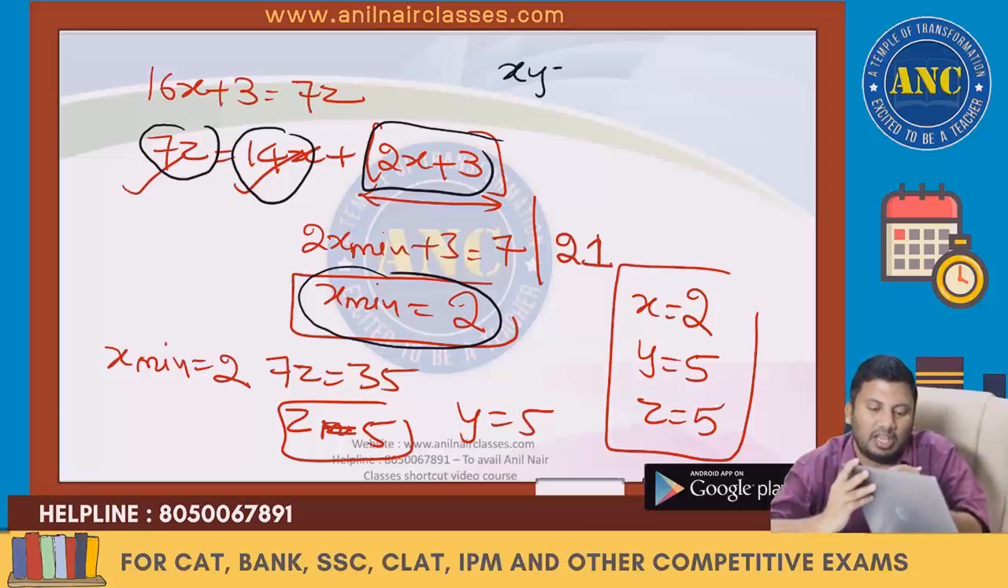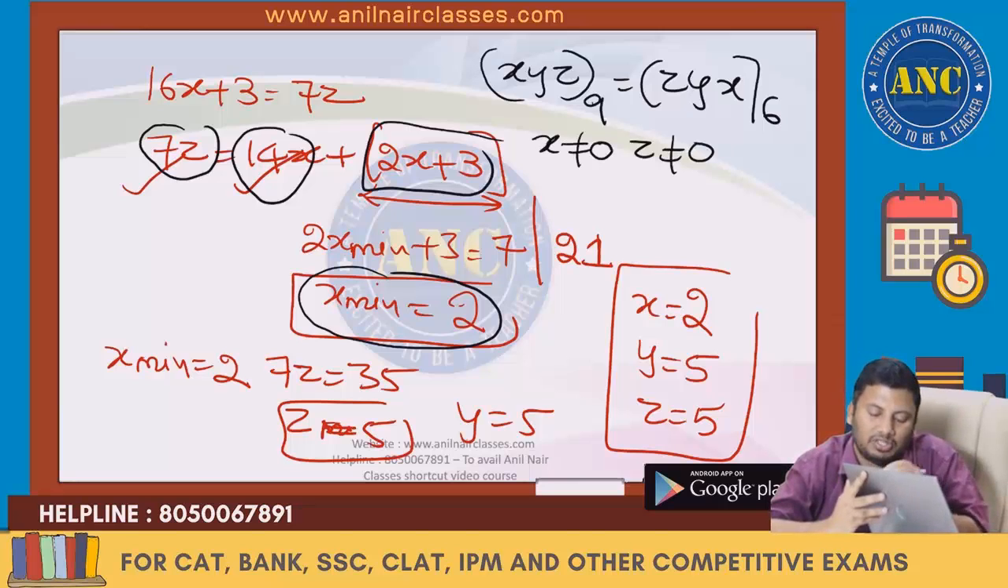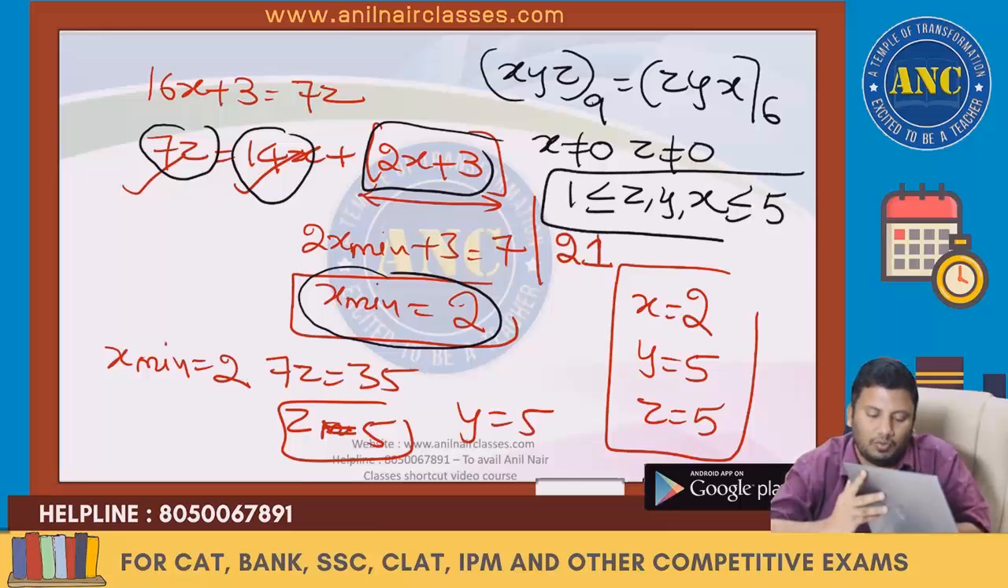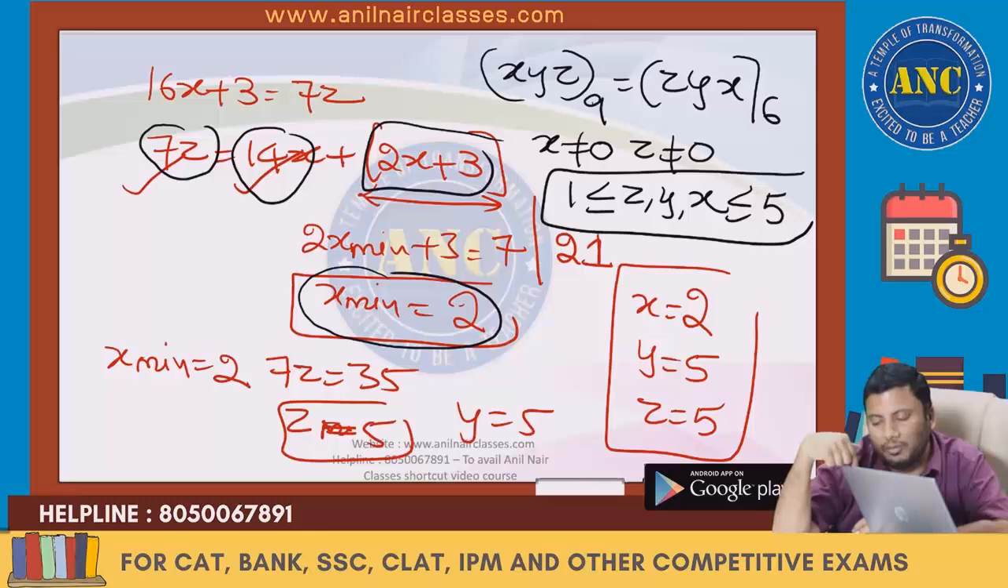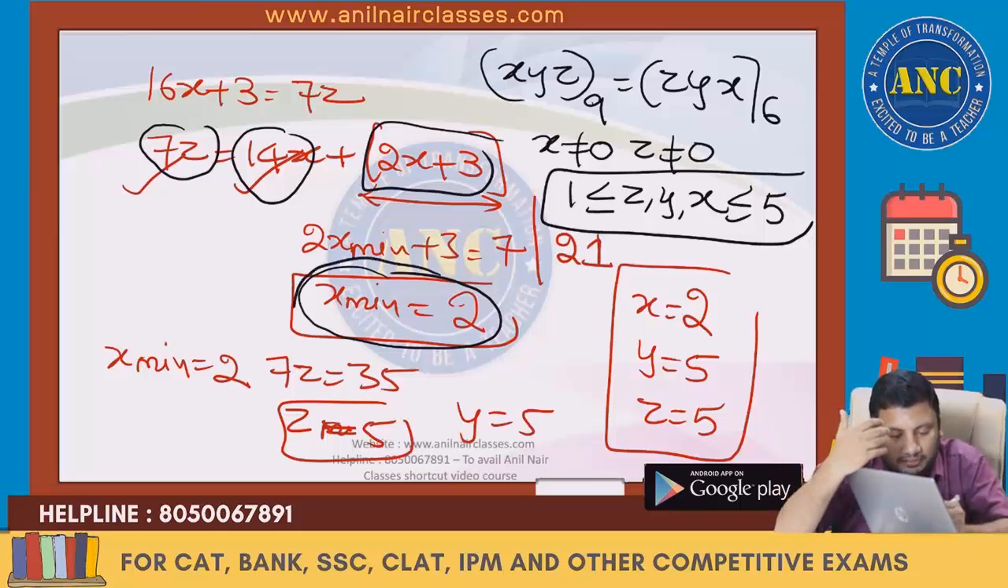What is the range? XYZ in base system 9 is equivalent to ZYX in base system 6. That means x cannot be 0, z cannot be 0. Z, y and x, we can take any values from 1 to 5. This is the domain of the variable. It cannot take 6 also, because in base system 6, 6 is not possible. I hope it is clear. Kindly reply in the live chat, so that I will discuss a lot of other beautiful concepts, sir.